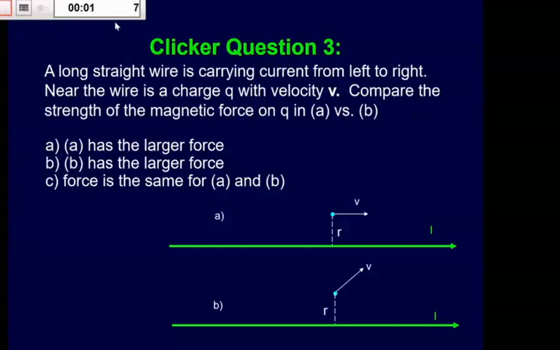So here's an old test question. You've got two long straight wires, and I've got a charge Q located here and here with a velocity V. It's the same velocity, the same distance from the wire. The only difference is, in this case, the particle is moving off at an angle, okay? And so we want to compare the strength of the magnetic force on Q in the two cases, case A and case B.